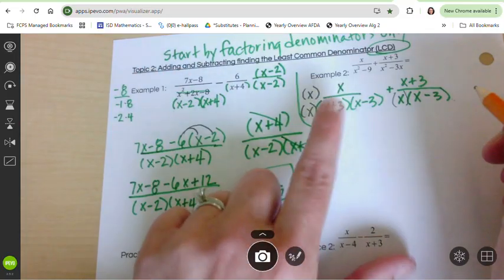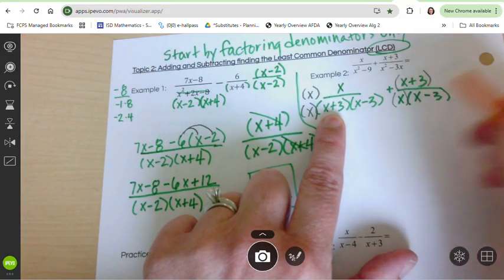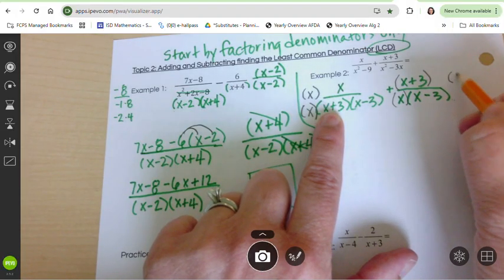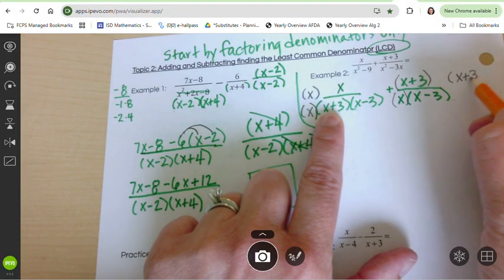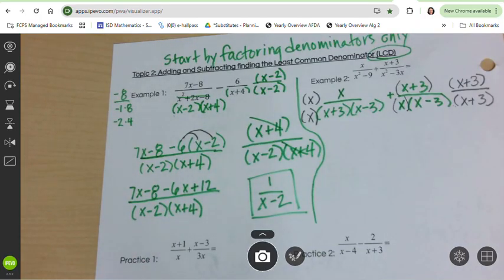This one is missing the x plus 3. Now I know it has an x plus 3 on top, but that doesn't count. It needs an x plus 3 on the bottom. So this one's going to multiply by x plus 3 over x plus 3. This is probably one of the hardest examples that we're going to do, just because we have 3 terms in our denominator.